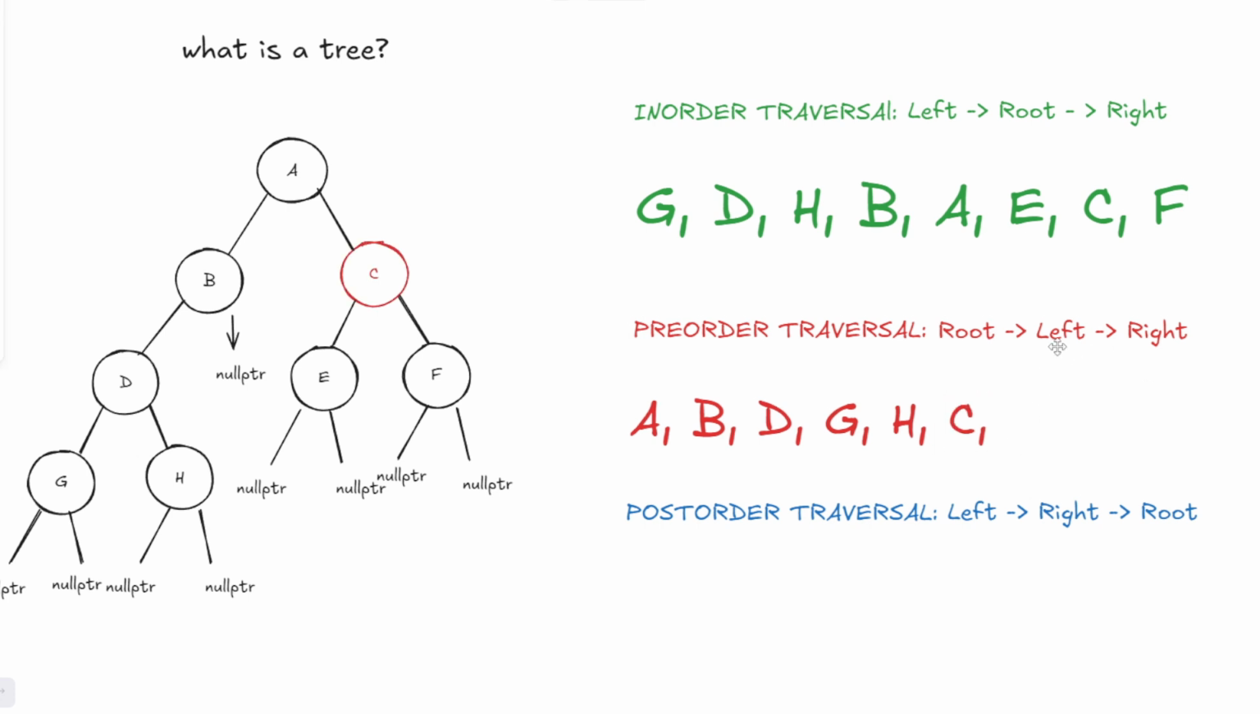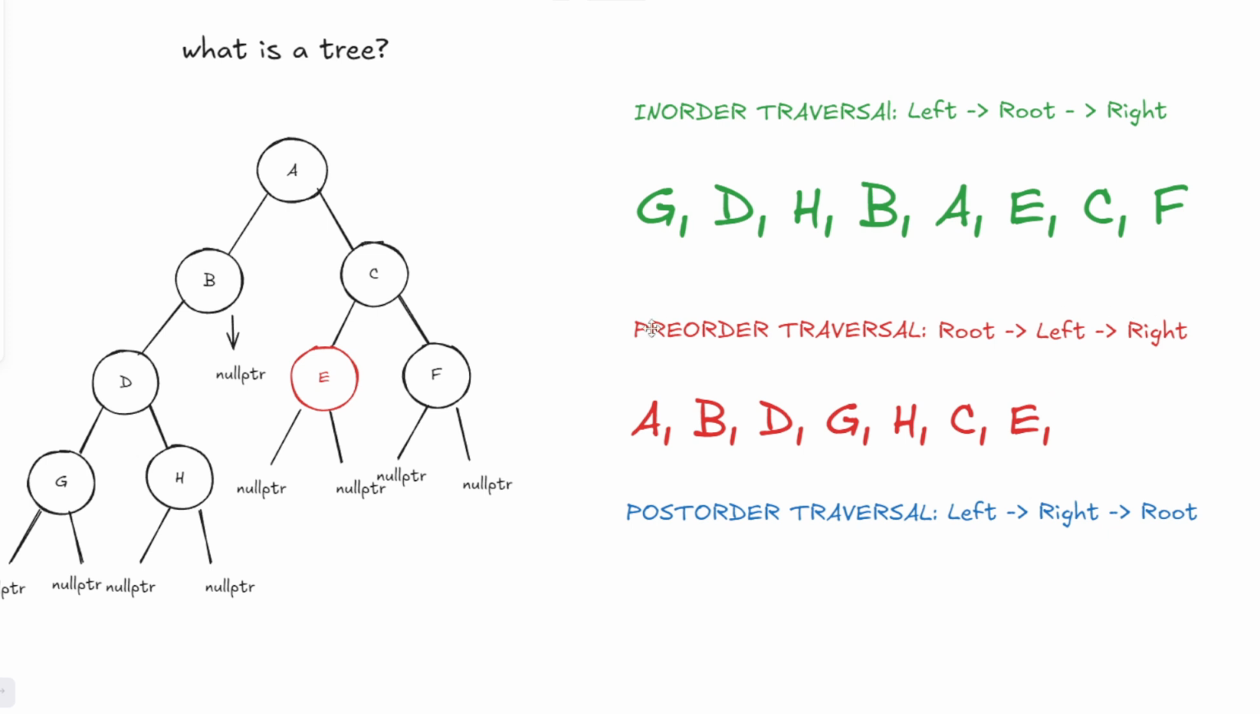We print C, then we go to its left subtree, which is E. Now we're at E, we print that. So now we finished E, we go to its left subtree, it's a null pointer, so we finish that. We go to the right subtree, it's also null, we finish that. So we're back at C, we finish C, we finish its left subtree.